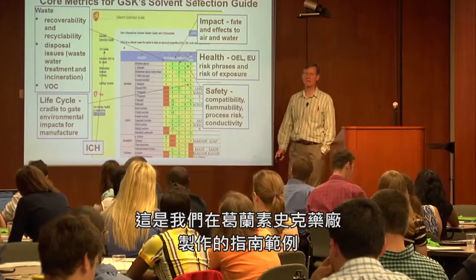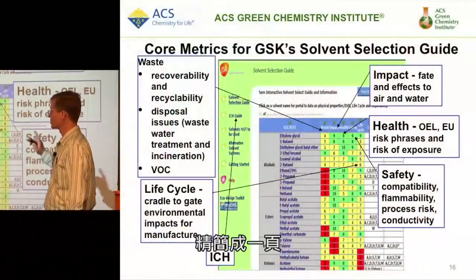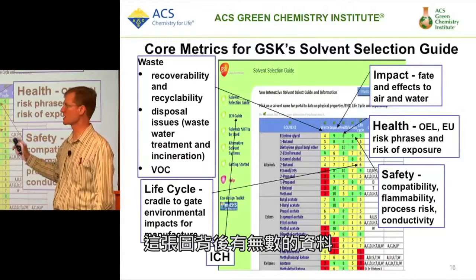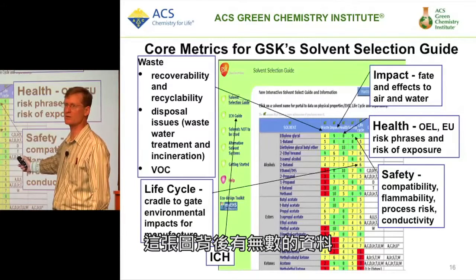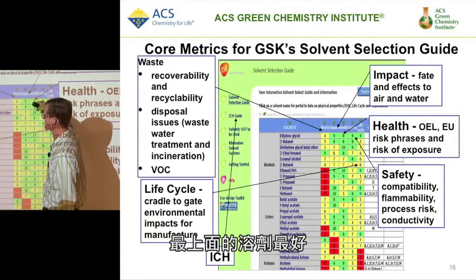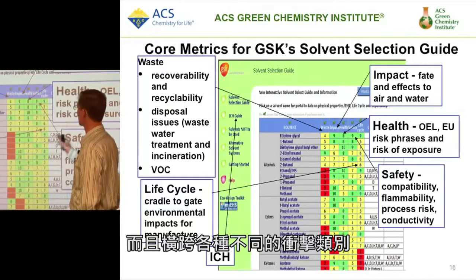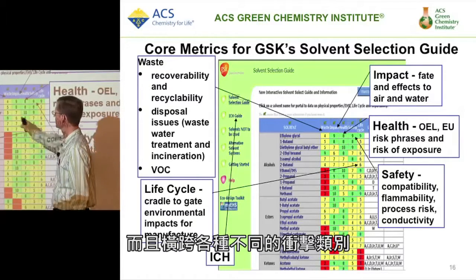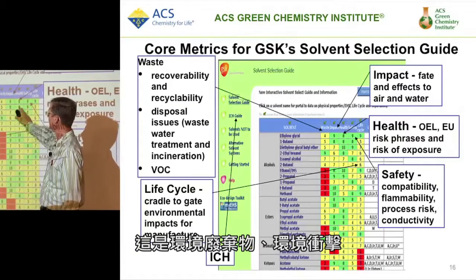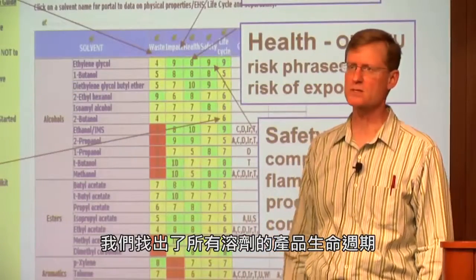This is an example of a guide that we created in GlaxoSmithKline. It was reduced down to a single page. What I say is it's simple but not simplistic. There is an enormous amount of data behind this particular graphic. It was organized by class of solvent, and the top solvent was the best, this being the worst. And it was across a number of different impact categories. So there's waste, environmental impact, health, safety, and life cycle. So we did a life cycle of all of the solvents.